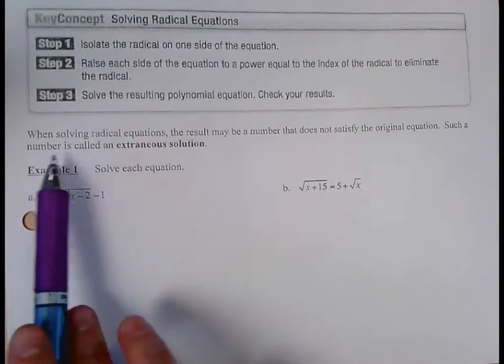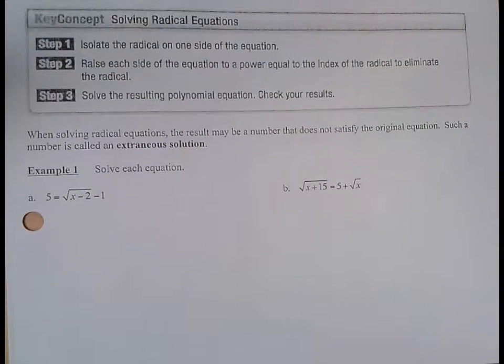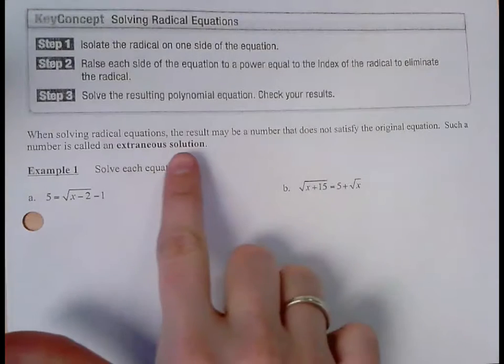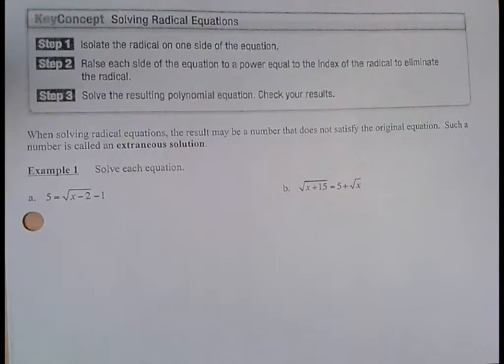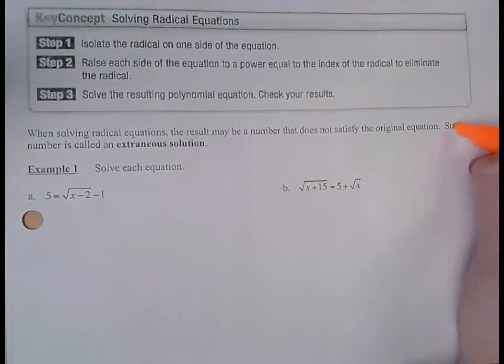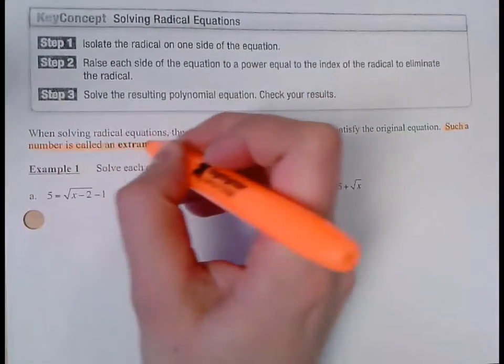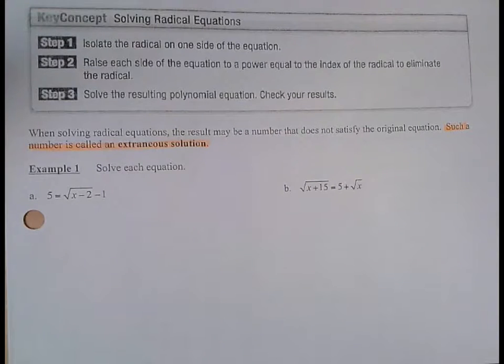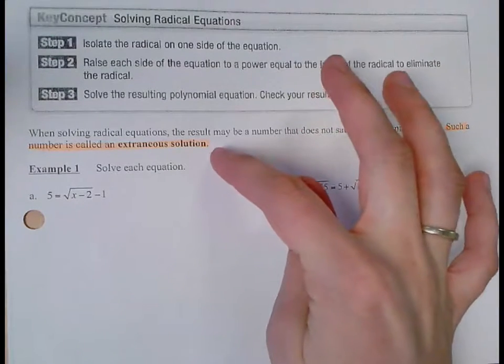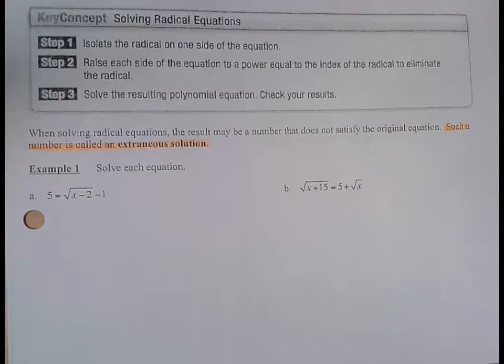But then what I do want to point out is that sometimes when you solve a radical equation, the result you get may be a number that doesn't satisfy the original equation. Such a number is called an extraneous solution. It is very important when you solve radical equations that you check your answers, because it is possible you will get an answer that doesn't actually work in the original equation. It just works in the equation you're getting after raising both sides to a power. So if, say, you give the answer x equals 3, because you didn't check it, you're going to lose points if it doesn't actually work out.